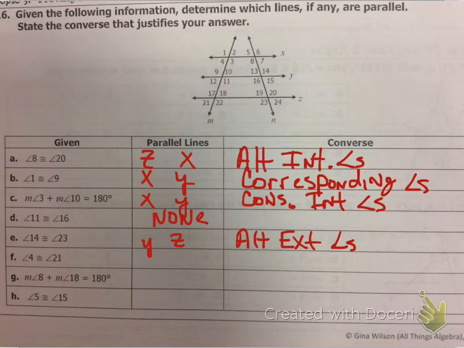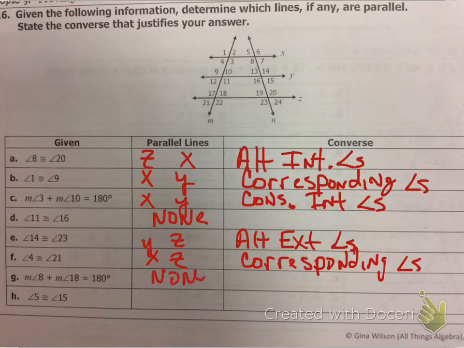Let's try that again. X and z. And those are corresponding angles. So we've got those to be corresponding angles. And then let's see, 8 and 18. Intriguing. 8 and 18 equal to 180. That doesn't look like that should be anything, so I would say that is none. And then finally 5 and 15. 5 and 15 are alternate exterior angles, and that would join x with y. Okay, so we got that going from there.